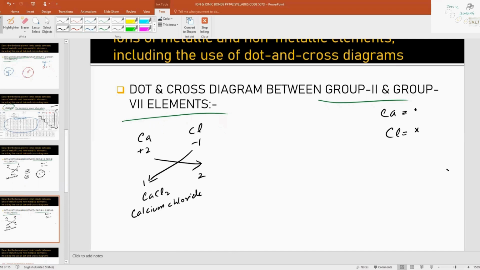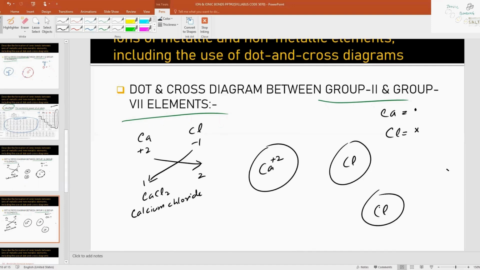Now the dot and cross diagram: there will be 1 calcium atom losing 2 electrons, so it will acquire a plus 2 charge. There will be 2 chlorine atoms, each taking up an electron coming from the calcium atom. So both will acquire a minus charge. Now I'm showing their electrons: 1, 2, 3, 4, 5, 6, 7, 8.